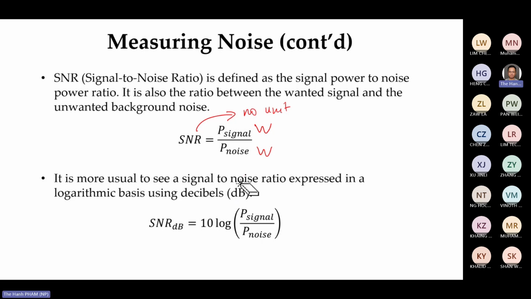Now, normally in engineering, we will have the SNR in dB. So in dB, basically you calculate this formula: 10 times log of P signal over P noise. So this one is in dB. Okay. Suppose you have 10 dB, signal to noise is 10 dB. What does that mean? So how to have 10? It should be 10 times 1, right? 10 times 1. And this one is log base 10.